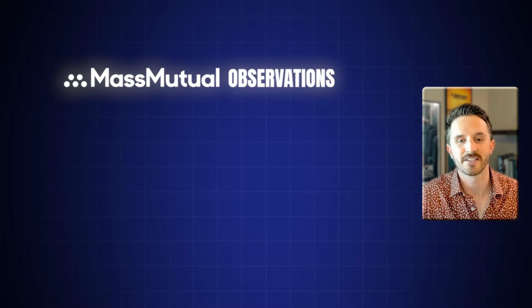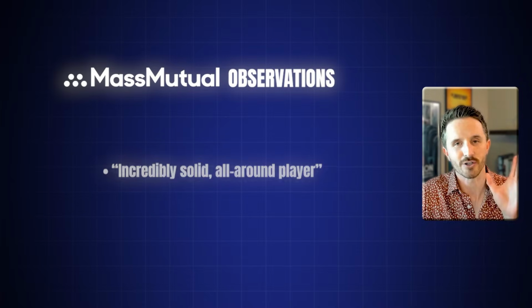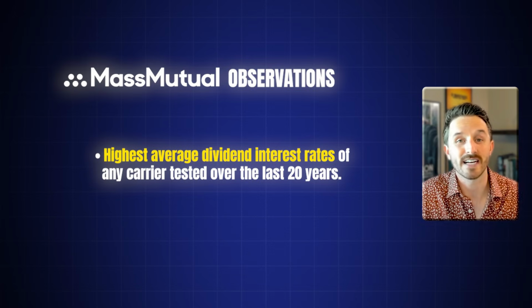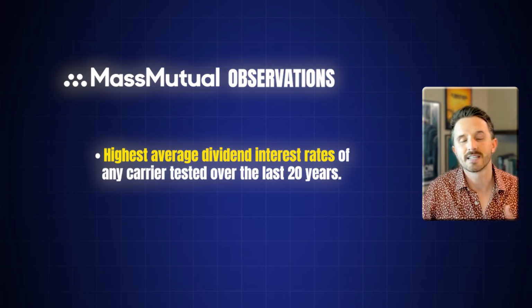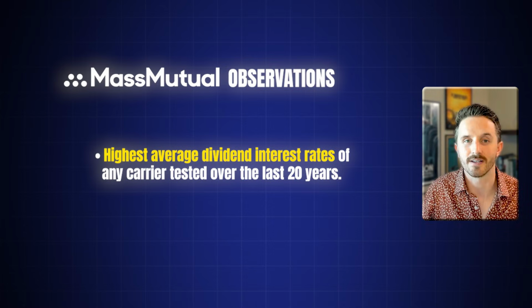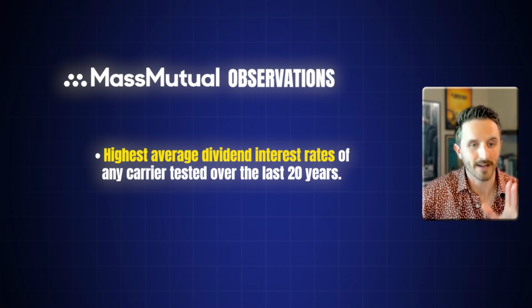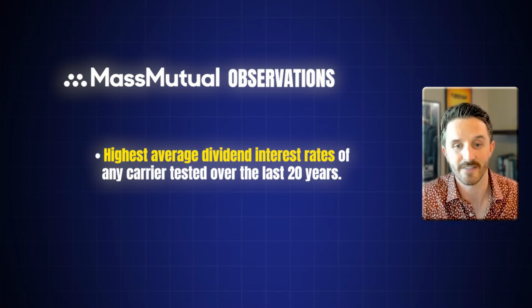Now, here's some Mass observations. All right, I would call Mass the incredibly solid all-around player. It has the highest average dividend interest rate of any of the carriers that we tested over the last 20 years. But as you will see, just because they have a high dividend rate does not necessarily mean that they have lower net internal charges. They might have high dividends, but also high internal charges. But I will say they have the highest average dividend rate of any carrier that we tested.